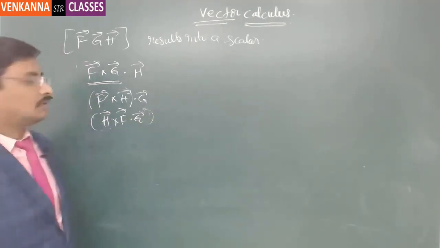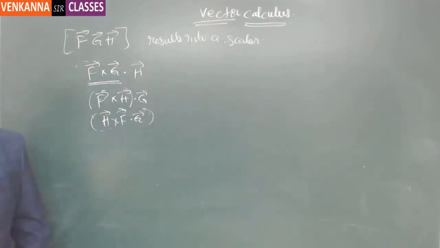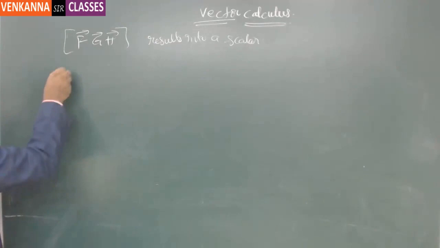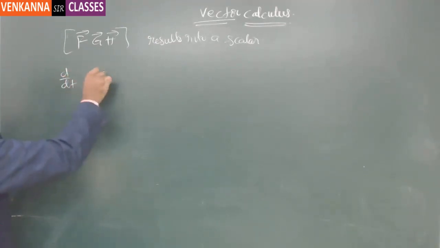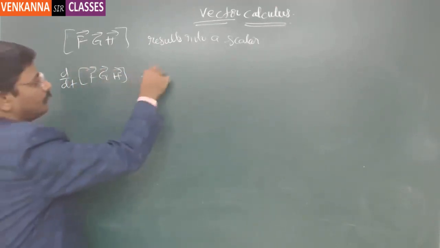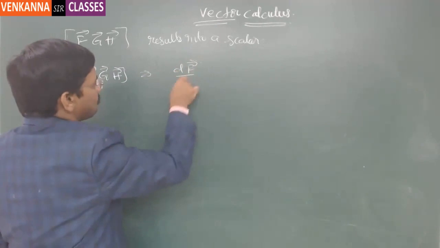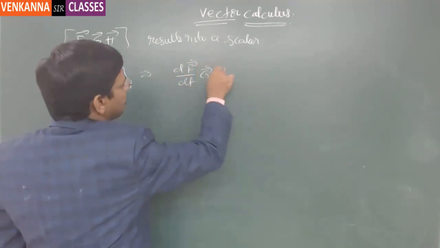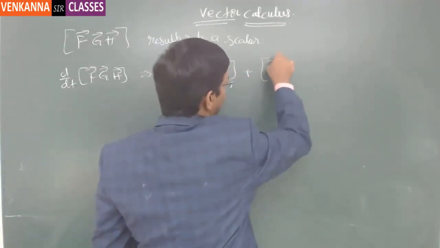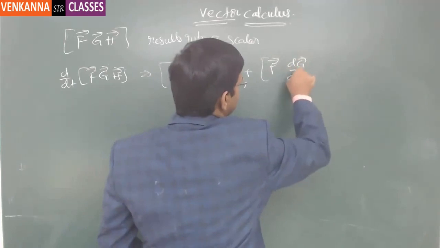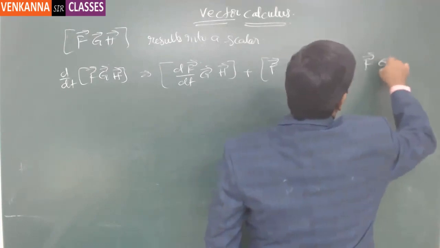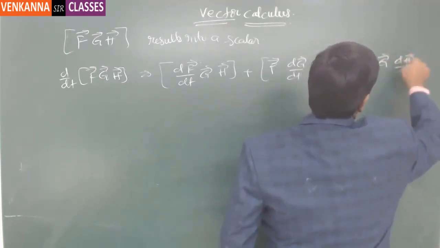Got it or not? So if there is a scalar triple product and you want to apply the derivative to it, it is going to be d by dt of [f g h]. So this is going to be the scalar triple product of df by dt, g, h, plus the scalar triple product of f, dg by dt, h, plus the scalar triple product of f, g, dh by dt.